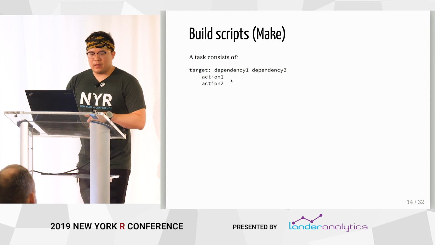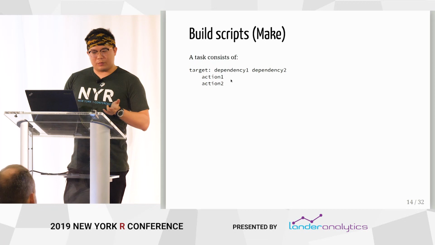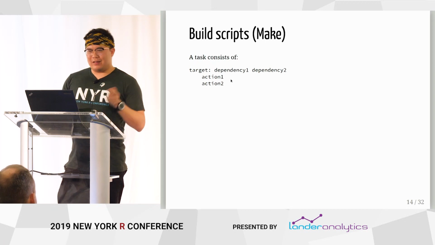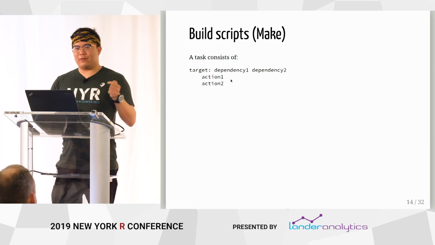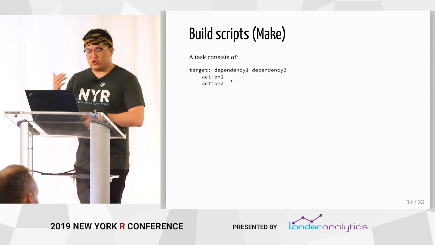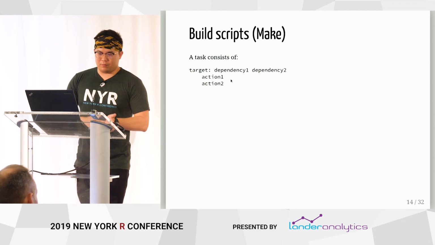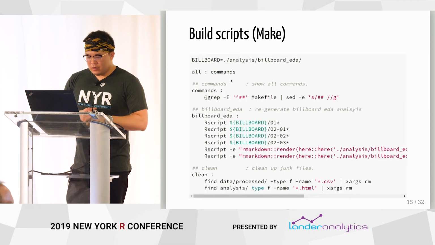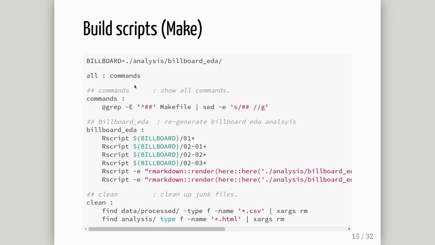And those actions, for example running an R script command, have to start with a tab, not 4 spaces. Essentially, it has to be a \t. And then you just state which commands you want to run. So I know we're at an R conference, but I'm really here to teach you make.